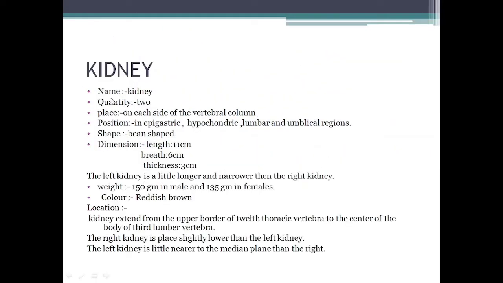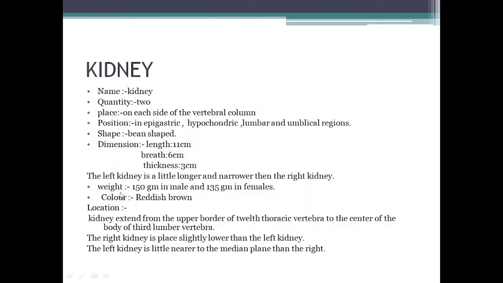The name is kidney and the quantity is 2, placed on each side of the vertebral column. The position of the kidney is in the epigastric, hypochondriac, lumbar and umbilical regions. The shape of the kidney is bean shaped. Its dimensions: length is 11 cm, breadth is 6 cm and thickness is 3 cm. The left kidney is a little longer and narrower than the right kidney.